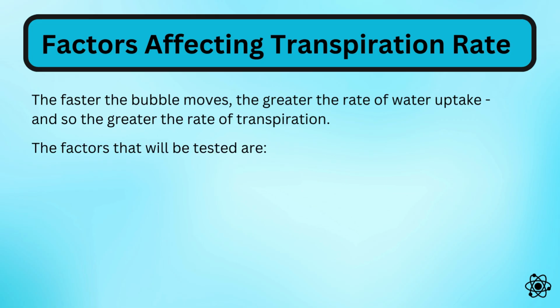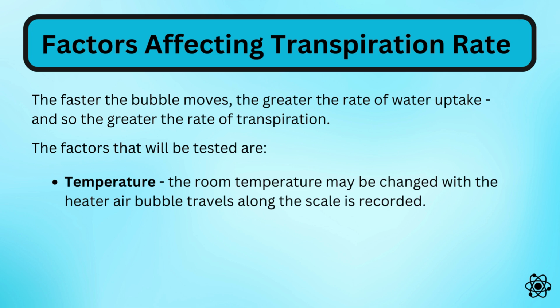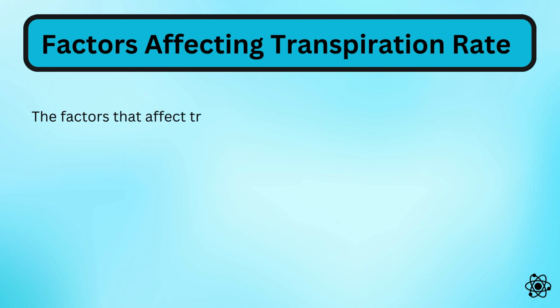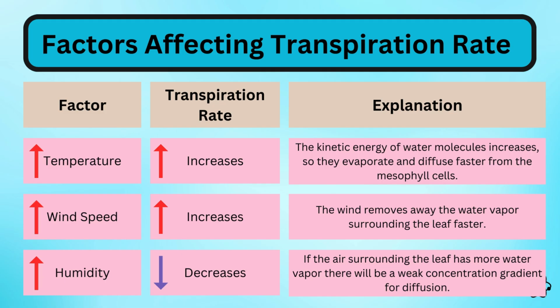The factors that will be tested are temperature, so the room temperature may be changed with the heater, and wind speed. This can be tested by using a fan at high speed. The factors that affect the transpiration rate are temperature, wind speed, and humidity. So, when the temperature is increased, the rate of transpiration also increases because the kinetic energy of the water molecules increases, so they evaporate and diffuse faster from the mesophyll cells.